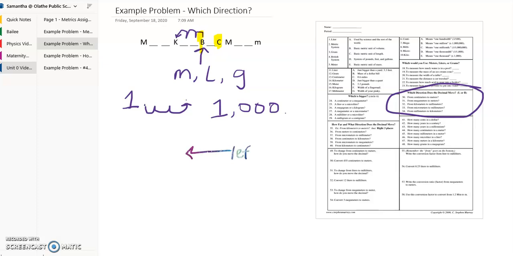And it doesn't ask how many times yet, so for this section, you're just letting me know that you know which direction to move the decimal. So for number 30, to move from centimeters to meters, you move in the left direction.